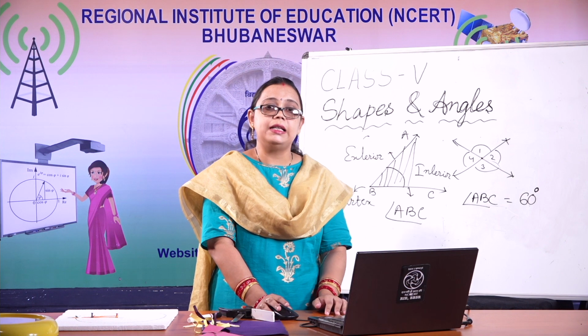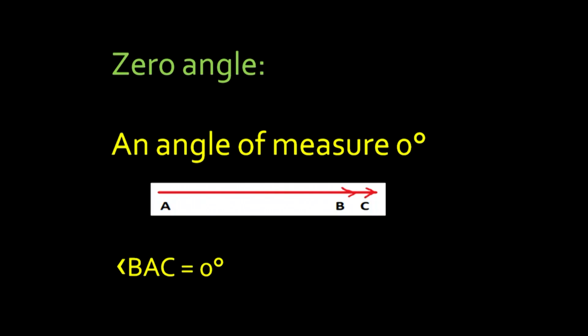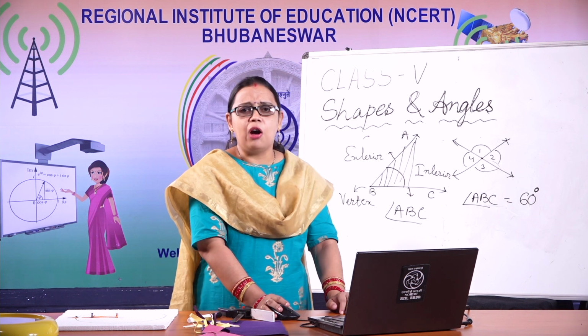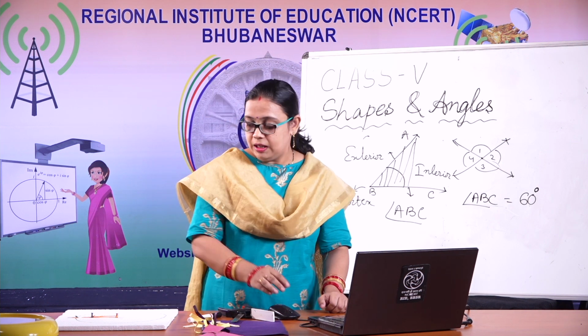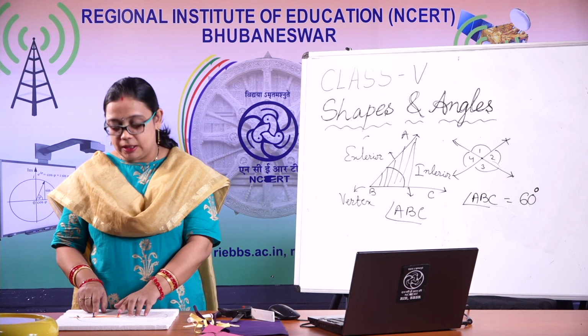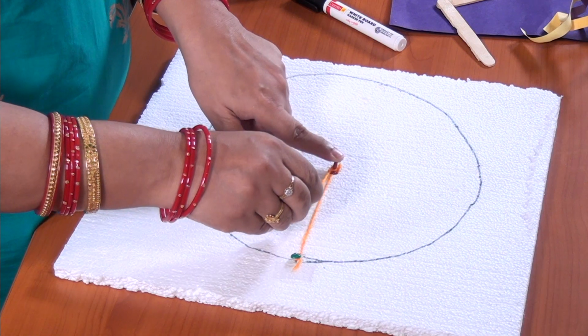Our first angle is zero angle. An angle of measure 0 degree is called zero angle. I have constructed it for you and I have named it BAC, and its measure is 0 degree. Some of you may be confused, ma'am, how an angle is of 0 degree? So, look at this again. Here I have explained it.